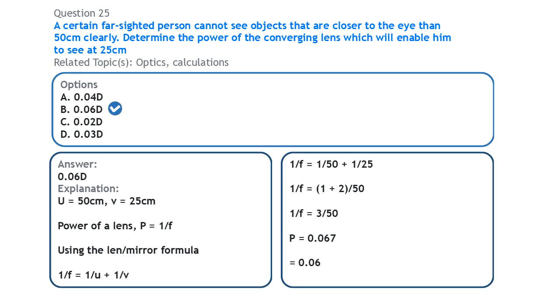3 over 50 is equal to 0.06, approximately. Actually, this should be 0.06. But as you can see, the closest option to what we have here is 0.06. So we just go with that.